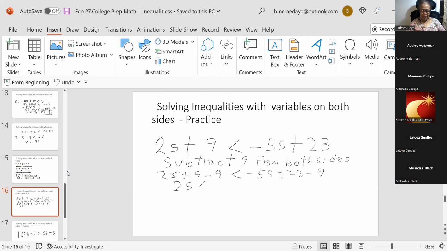Plus 9 minus 9 is 0, less than, and you have what? Minus 5s plus 23 minus 9. And what's 23 minus 9, Audrey? 14. That's right. 2s less than minus 5s plus 14. Very good, Audrey. You're almost there. Now, how do you get your s's together? You want to get this 5s over with the 2s. So what do you do?